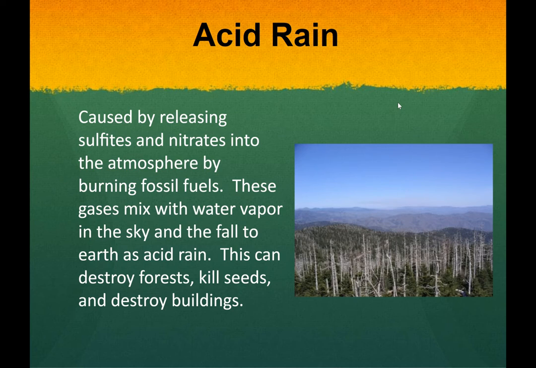It's supposed to be neutral. Water is neutral, pH of 7. But acid rain, like it says, it's more acidic. And this can destroy forests. It can kill seeds of plants that are laying on the forest floor. And it can also destroy buildings and statues. It can eat away at concrete and granite and other human-made structures.